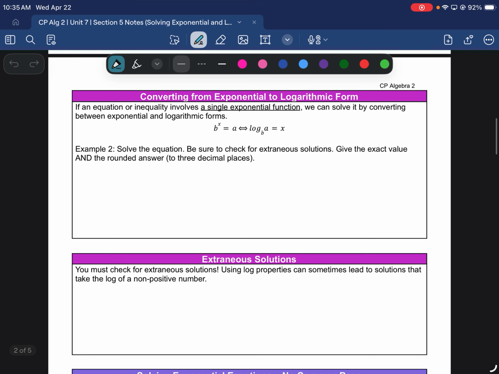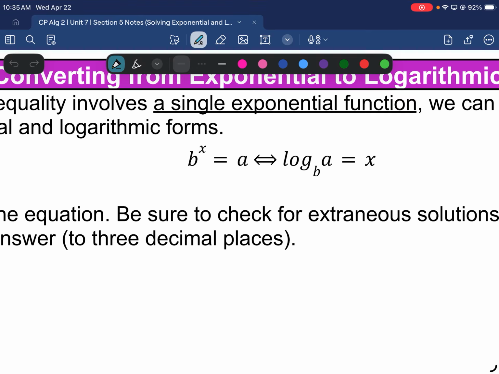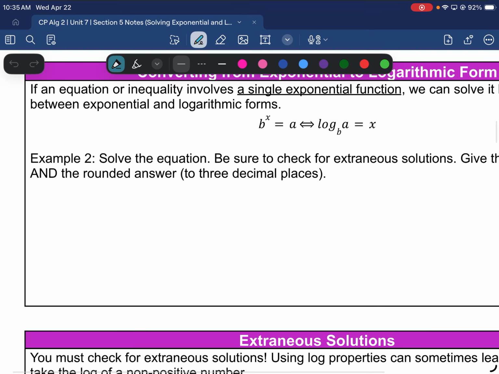What I want to remind you of first before we get into the next part is if an equation or an inequality involves a single exponential function, we can solve it by converting between exponential and logs. That's what we did in section 4. So just to remind yourself of this, here's your exponential and here's your log, okay? So I'm going to give you just one quick example, and I just want you to solve the equation by converting it from an exponential to a log.